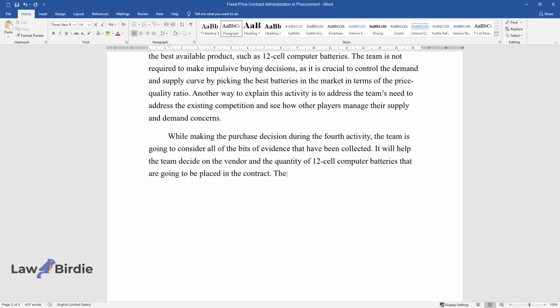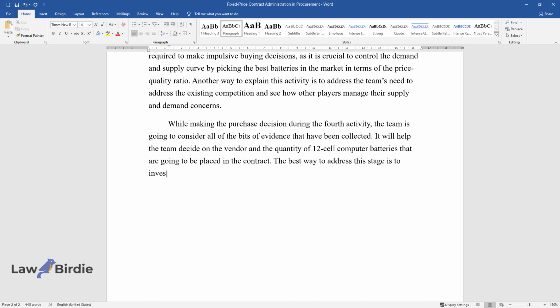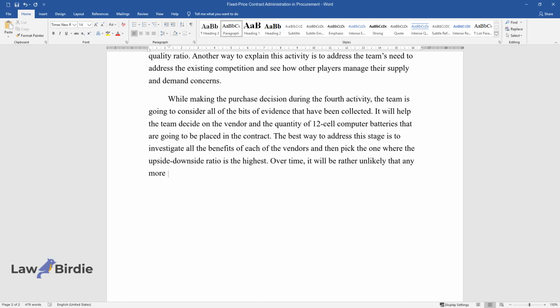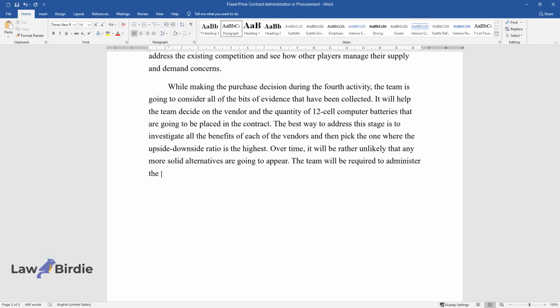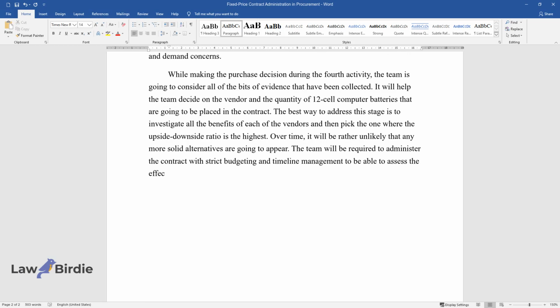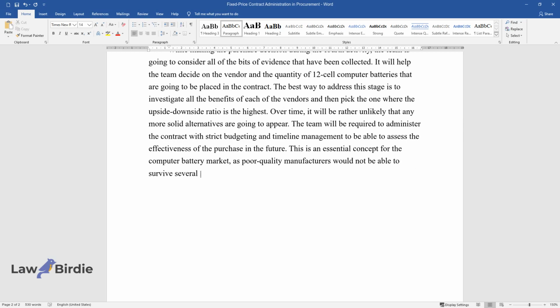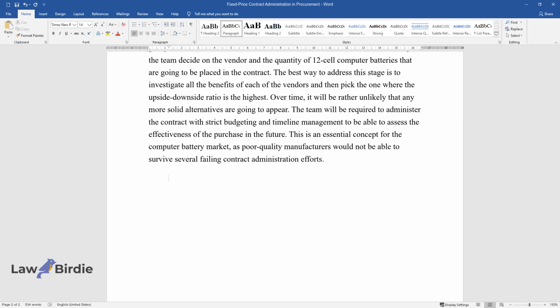The best way to address this stage is to investigate all the benefits of each of the vendors and then pick the one where the upside-downside ratio is the highest. Over time, it will be rather unlikely that any more solid alternatives are going to appear. The team will be required to administer the contract with strict budgeting and timeline management to be able to assess the effectiveness of the purchase in the future. This is an essential concept for the computer battery market, as poor quality manufacturers would not be able to survive several failing contract administration efforts.